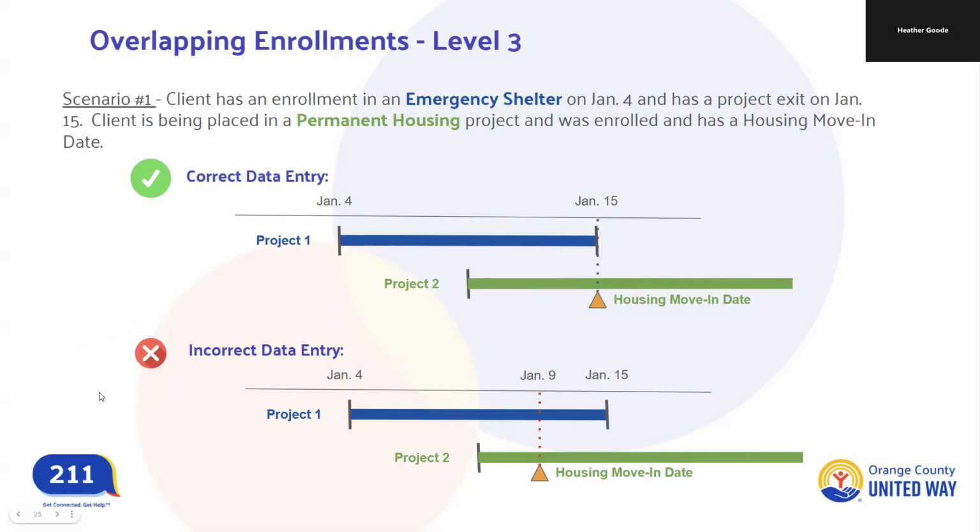An incorrect data entry would be where the same scenario occurs for project 1, where they're enrolled on the 4th and exited on the 15th. But project 2 has put their housing move-in date on January 9th, such that between January 9th and January 15th, it's showing that the client stayed in two places at the same time.